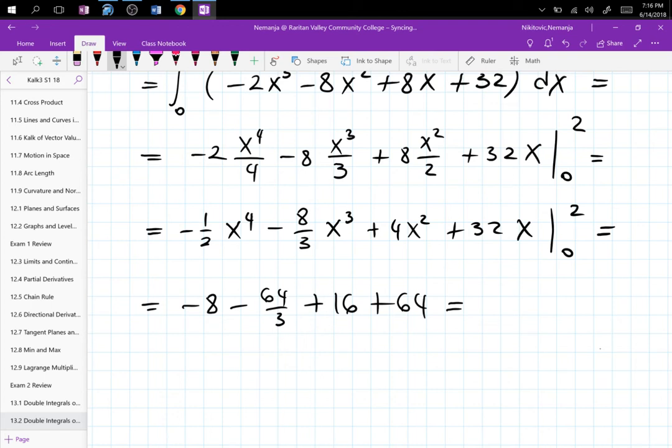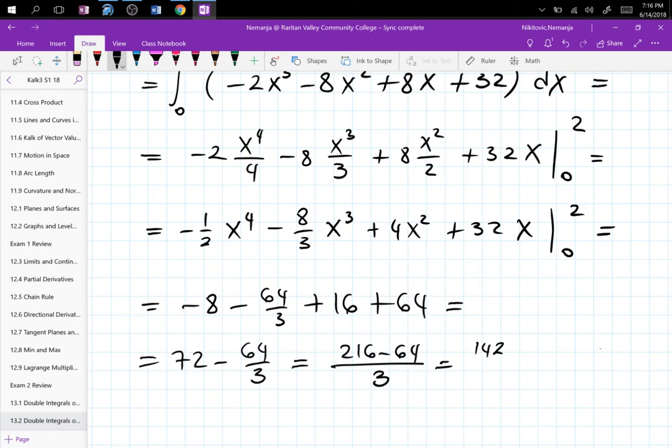16 and 64 is 80, minus 8 is 72, minus 64 over 3. 216 minus 64 over 3. And that's 20 minus... it is 14, 15, 2. That's what I said. Please pay attention. 1 plus 5 is 6, plus 2 is 8. It's not divided by 3. Good. 152 over 3.